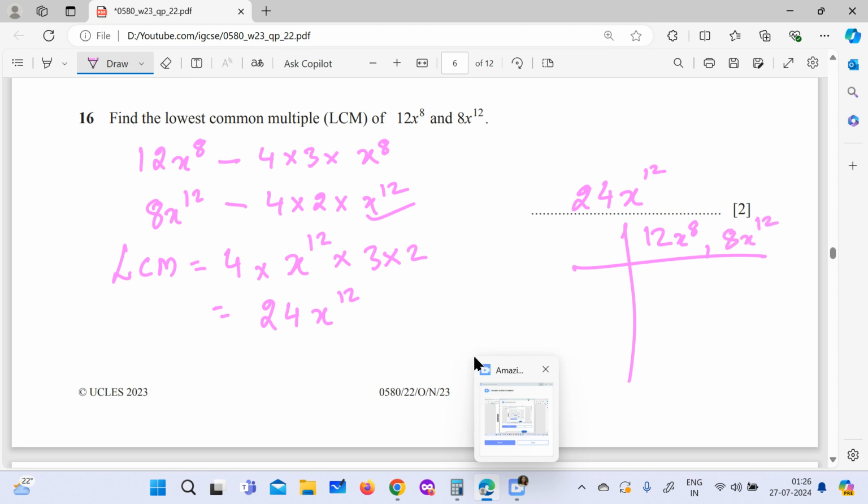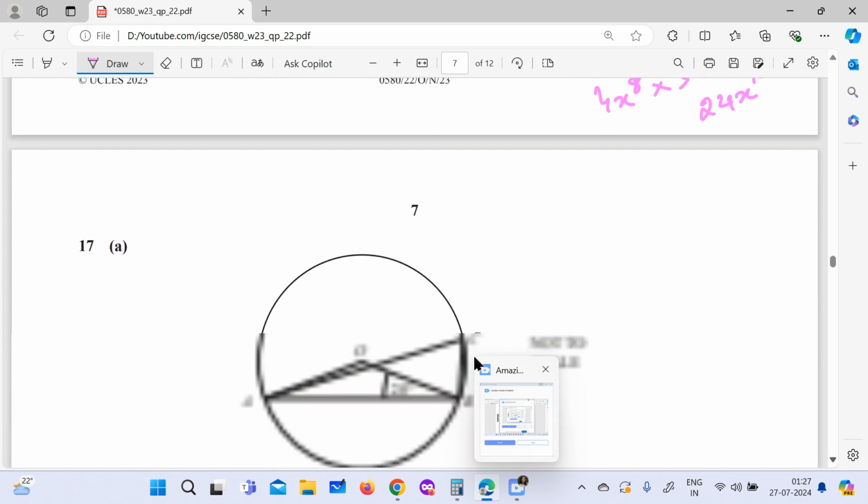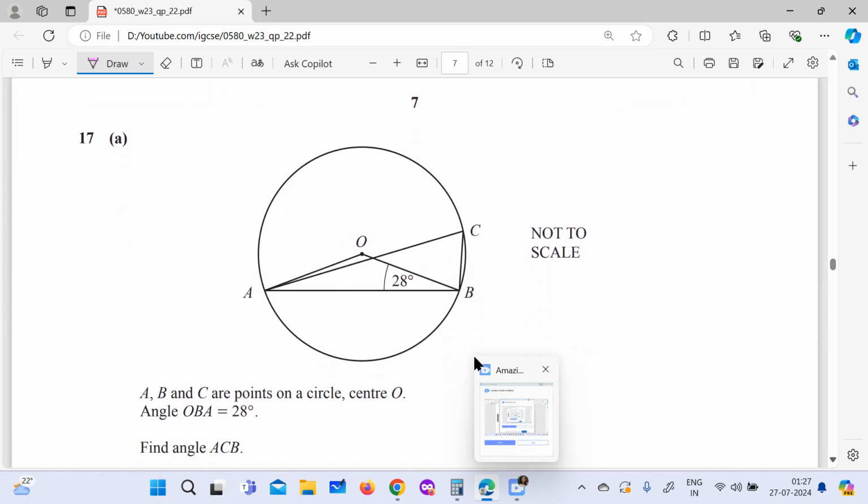Now you see that 4 is common, and x to the power of 8 is common for both. So I took 4x to the power of 8, and then 3, and then 2, and x to the power of 8 is there, so you are left with x to the power of 4. So your LCM will be 4x to the power of 8 times 3 times 2x to the power of 4. 4 times 3 is 12, 12 times 2 is 24, x to the power of 12. So you can solve this question by both methods. Let's see question number 17.